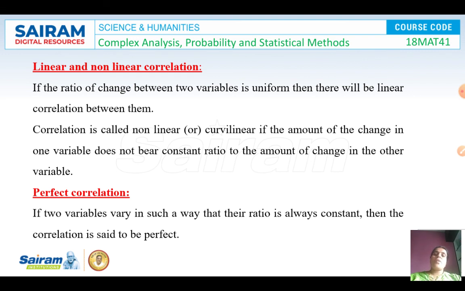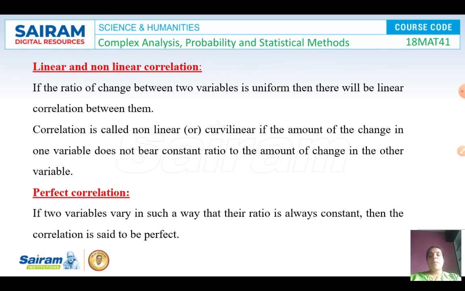Types of correlation can be linear and non-linear also. So when do we say correlation is linear? If the ratio of change between two variables is uniform. We also discussed that a change in one leads to a change in the other: an increase in one leads to an increase in the other, or an increase in one leads to a decrease in the other. Likewise, if the ratio of change, the percentage of change, the amount of change between the variables is uniform, then we say that is a linear correlation. If the ratio among the variables is non-uniform, then we say it is a non-linear correlation.